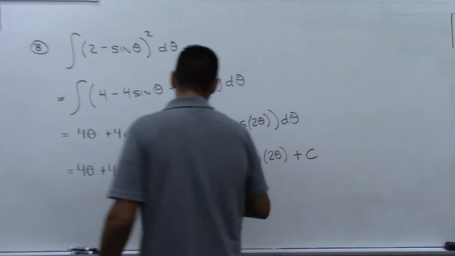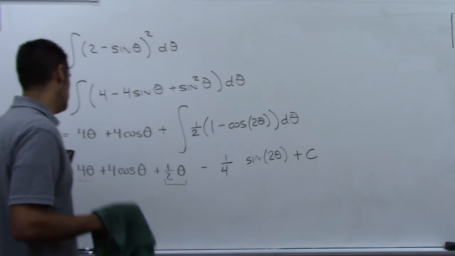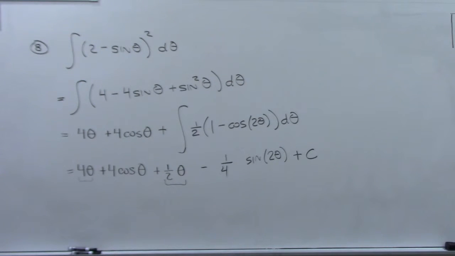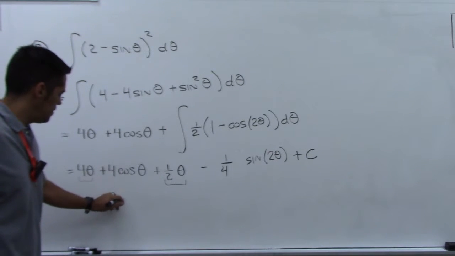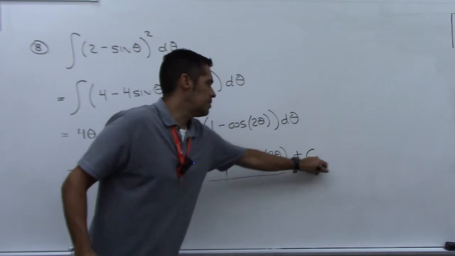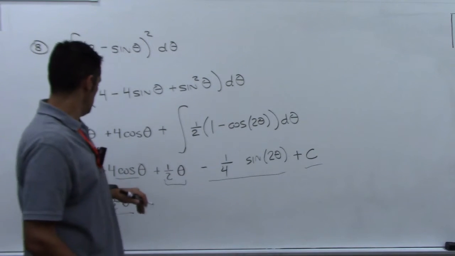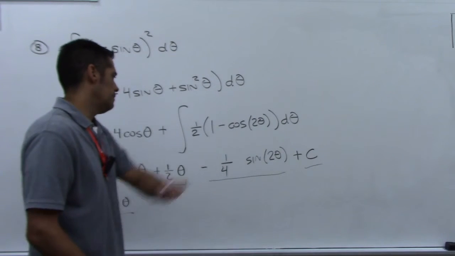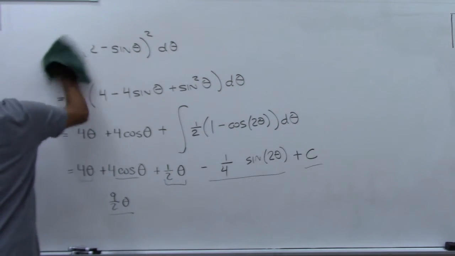Unless we can put some stuff together. We can put the thetas together. 4 theta and 1/2 of theta is what? I can't think right now. 9/2 theta, 9/2 theta. So 9/2 theta plus this minus that plus c. So everything there. This plus this minus that. That's your answer. Okay, that's number 8. Let's go with number 9.